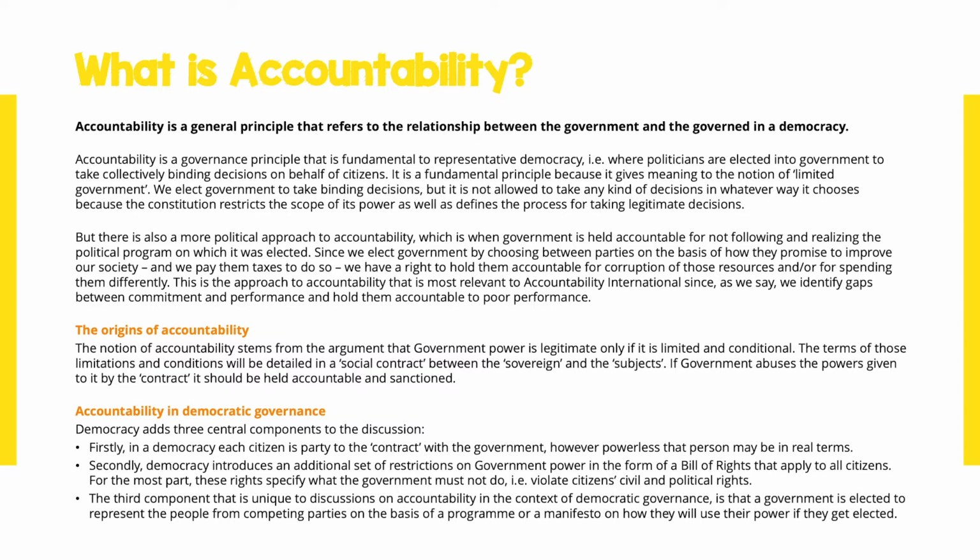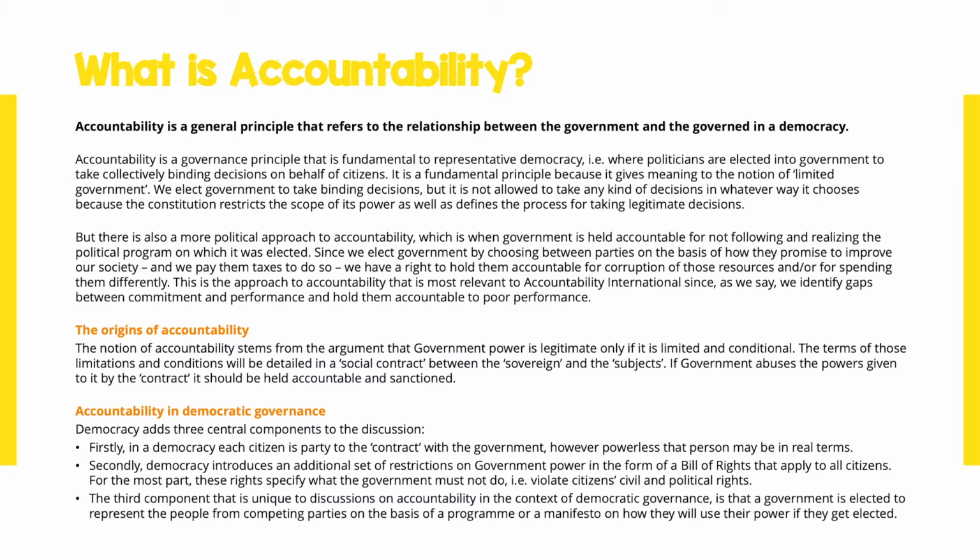Since we elect government by choosing between parties on the basis of how they promise to improve our society, and we pay them taxes to do so, we have a right, therefore, to hold them accountable for corruption or misuse of those resources and for spending them differently. This is the approach to accountability that is most relevant to Accountability International, since, as we say, we identify gaps between commitment and performance and hold them accountable for poor performance.